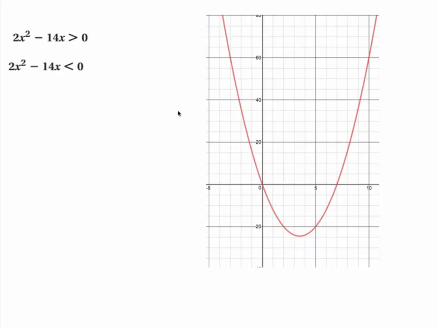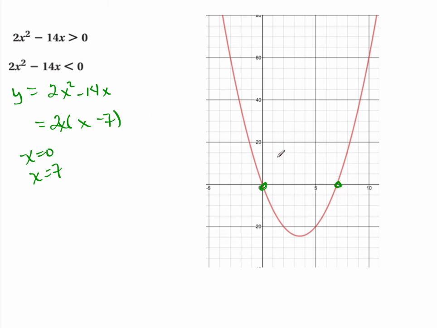Let's look at this one right here. Where is 2x^2 - 14x greater than 0? Well, let's set this equal to a quadratic, y = 2x^2 - 14x. Let me factor 2x out. So this is going to be left with (x - 7). So you're going to have zeros at x = 0 and x = 7. All right, so there are your zeros.